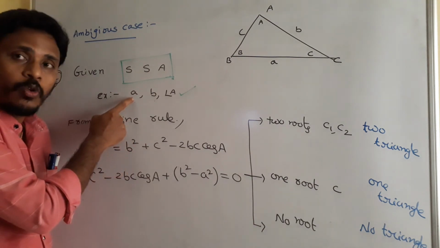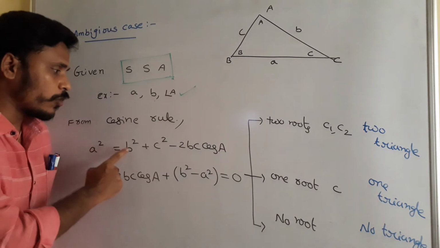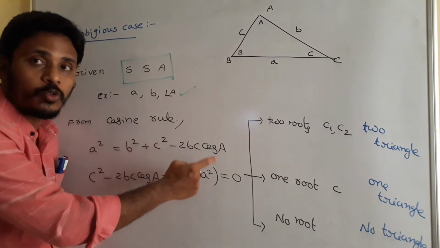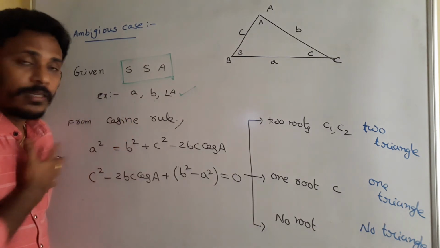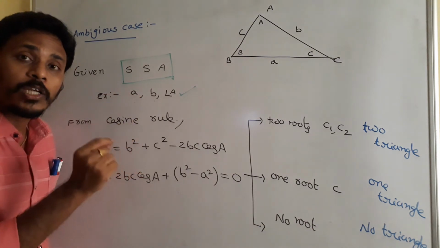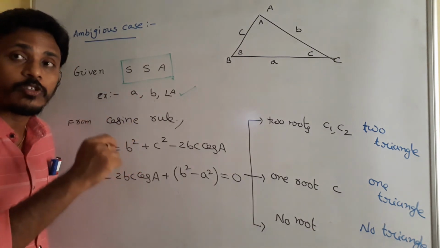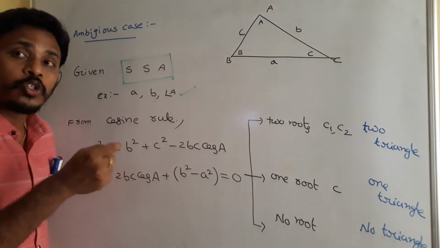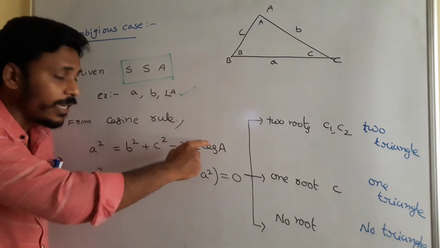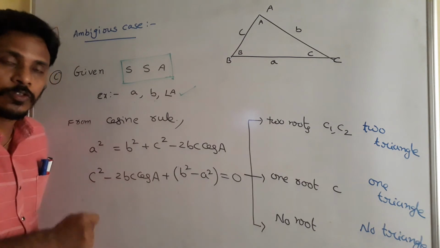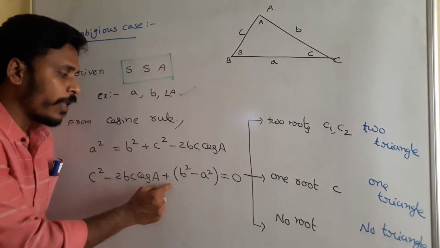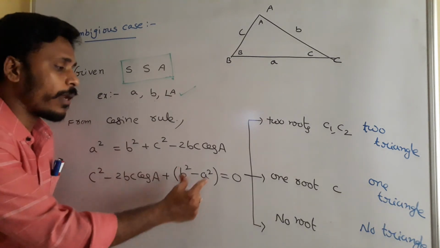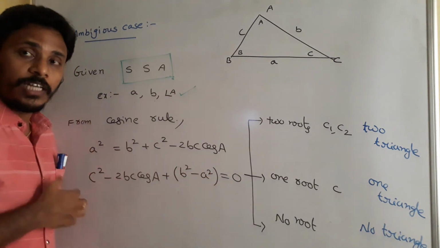If you write the cosine rule, small a square is equal to b square plus c square minus 2bc cos A. I am just rewriting. Small a I know, small b I know, but the length of the third side, small c, I don't know. So I am making it a quadratic in terms of small c. Just look: c square minus 2bc cos A plus some constant b square minus a square is equal to 0.